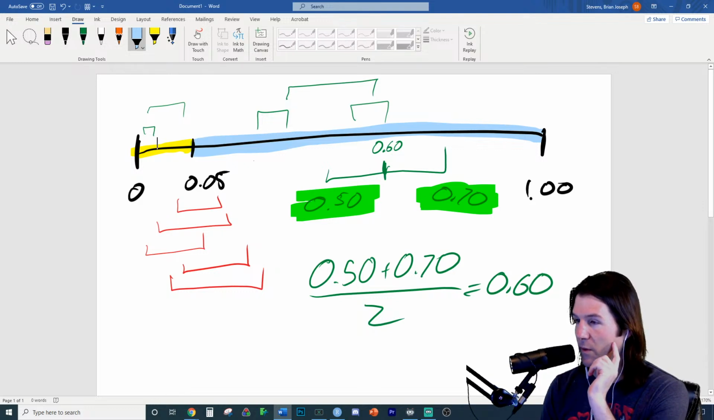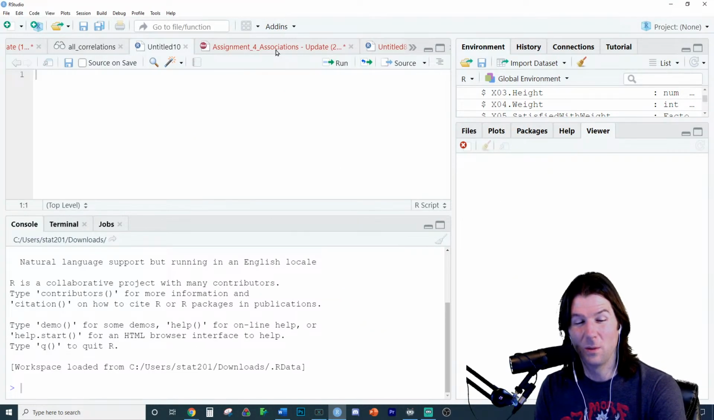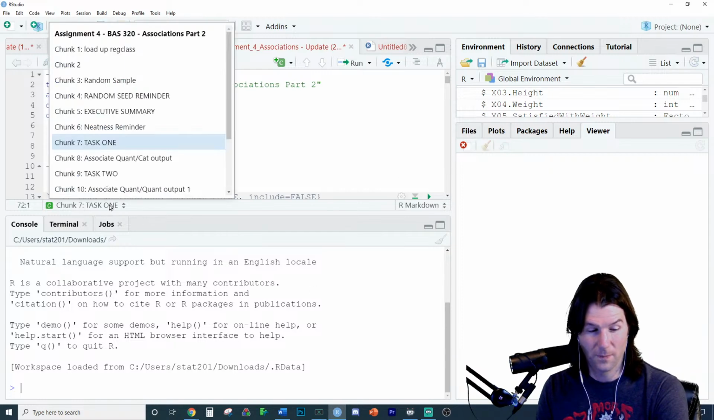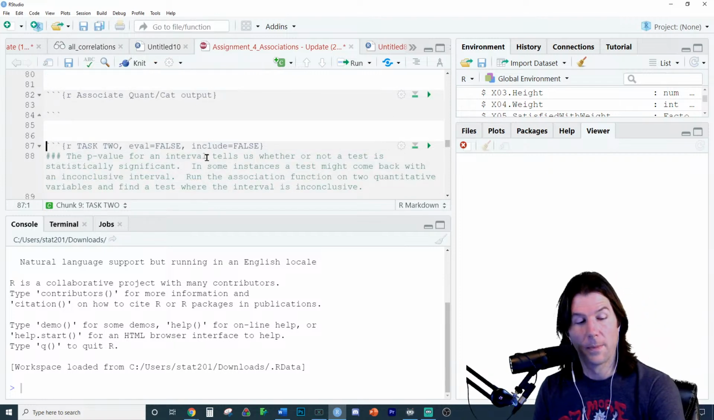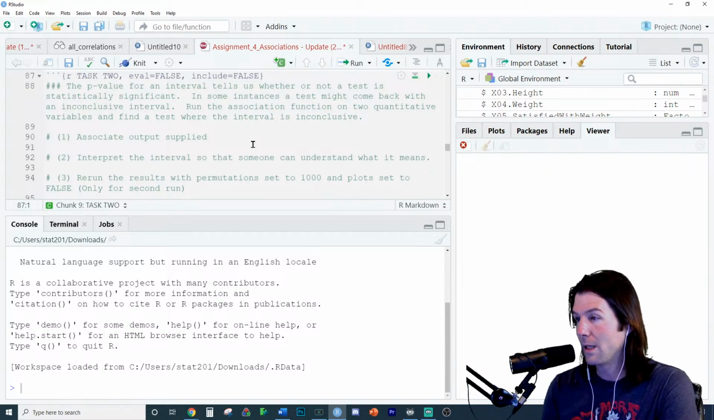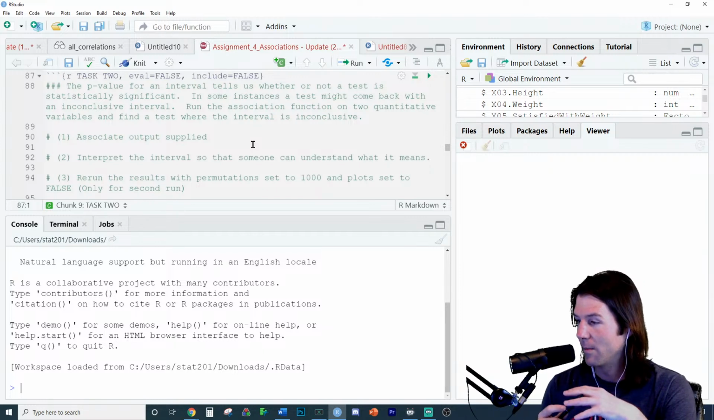And I think that's the point for task 2, right? Let me look at task 2. The p-value for an interval tells us whether or not a test is statistically significant. In some instances, the test might come back with an inclusive interval. Run the associative function on 2 quantitative values and find a test where the interval is inclusive. Yep. This is just an instance, just to show that we understand what it is.